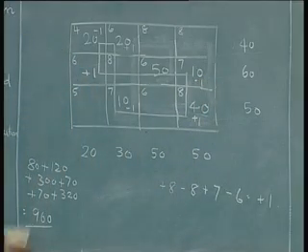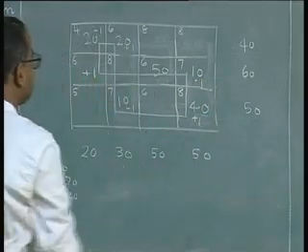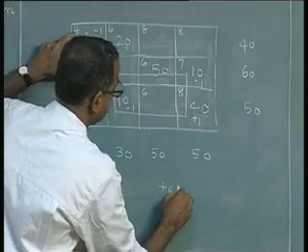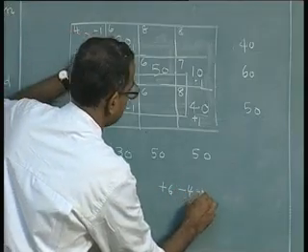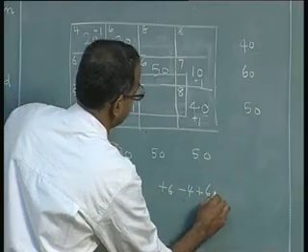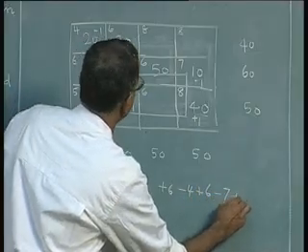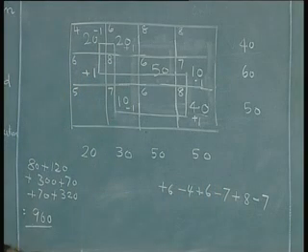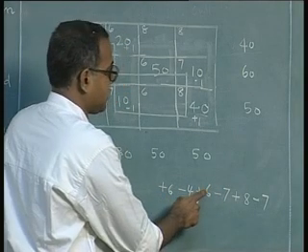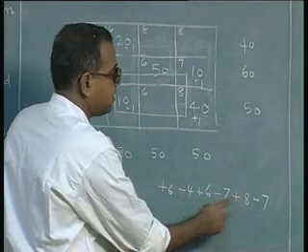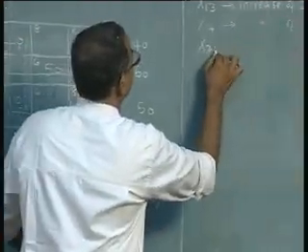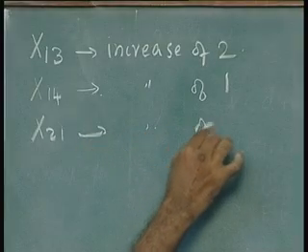So the net increase or decrease would be plus 6, minus 4, plus 6, minus 7, plus 8, minus 7. So we get 6 minus 4 is 2, 2 plus 6 is 8, 8 minus 7 is 1, 1 plus 8 is 9, minus 7 is 2. So if we consider this position, there is an increase of 2.